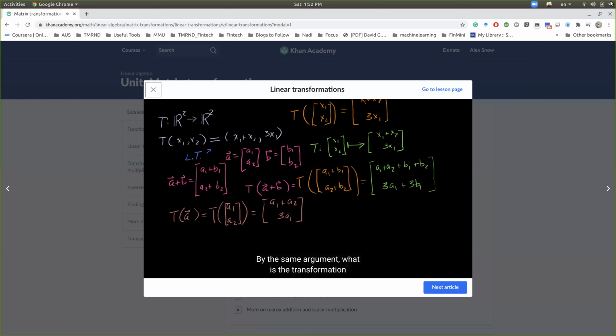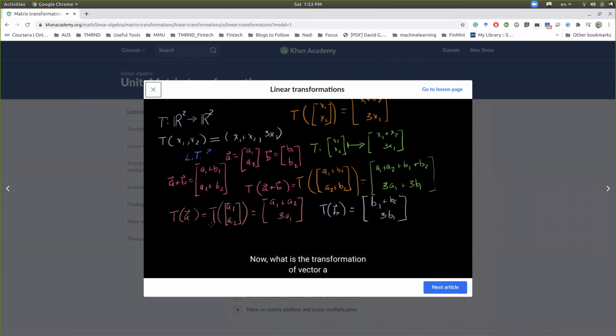By the same argument, what is the transformation of our vector B? Well, it's just going to be the same thing with the A's replaced by the B's. So the transformation of our vector B, where B is just B1, B2, is going to be B1 plus B2. And then the second component in the transformation will be 3 times B1.